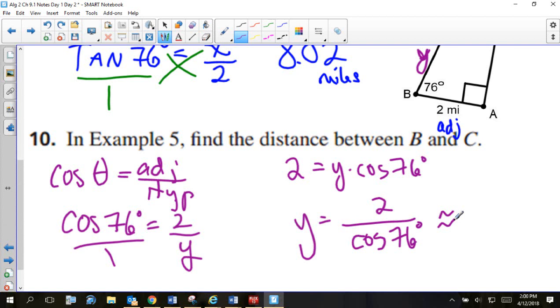Duncan, did you get an answer? 8.27 miles. 8.27 miles. Perfect. Well, thank you for saying units. All right, we have 2 more questions, and then we're done.